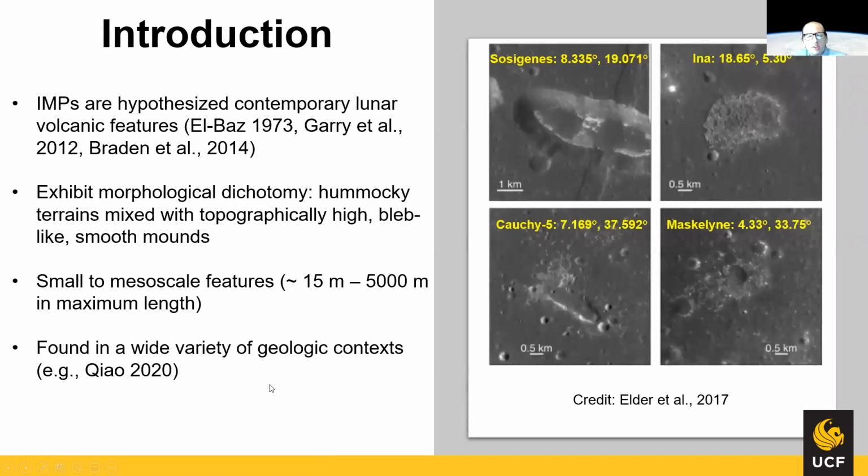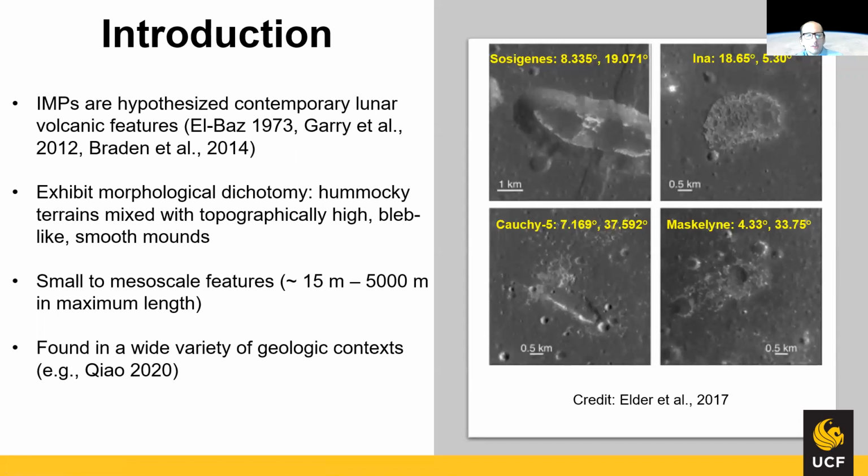So IMPs are hypothesized lunar volcanic features that are relatively small, the smallest being about 15 meters and the largest being around 5,000 meters in maximum length. As mentioned before, they show two different morphologic deposits. They can also be found in a wide variety of geologic contexts.